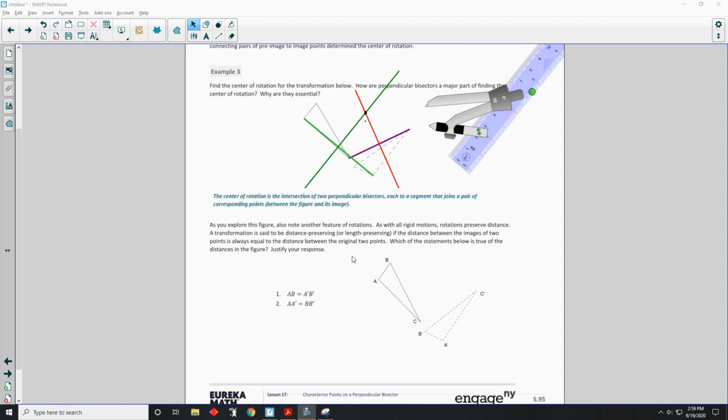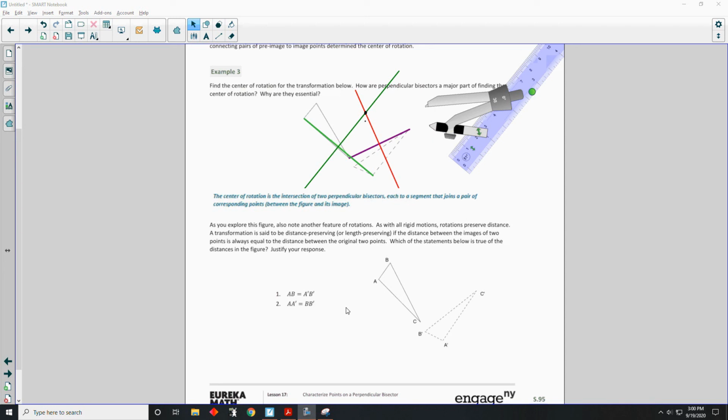Okay. As you explore this figure, also note another feature of rotation. As with all rigid motions, rotations preserve distance. A transformation is said to be distance preserving or length preserving if the distance between the images of the 2 points is always equal to the distance between the original 2 points. Which of the statements below is true of the distances in the figure?